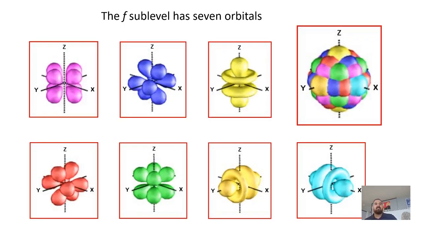Here's the F block. The F block is also very complex. How many orbitals in the F block? There's a total of 7, and when we combine them, it looks even more like a nerd's cluster. All right, let's move on.